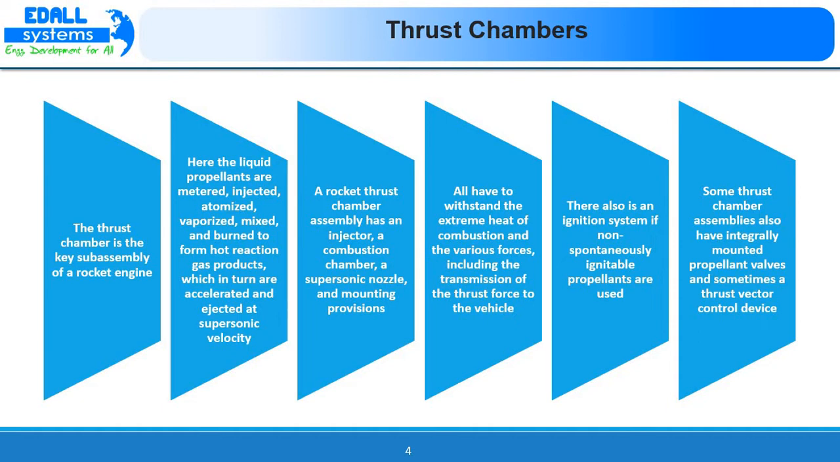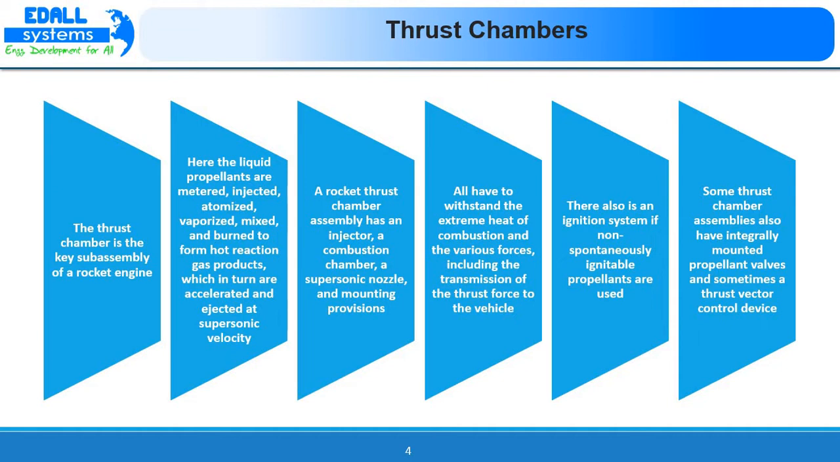We have seen this in the liquid propellant rocket engine topic, that this is the complete combustion process of propellants inside the engine, where the propellants are injected, atomized, vaporized, and mixed together to form hot reaction gases, and then accelerated to high supersonic velocities. This area where the combustion happens and the thrust is generated is called the thrust chamber for a rocket engine. The rocket thrust chamber assembly has an injector, a combustion chamber, a supersonic nozzle and some mounting provisions. All these components have to withstand the extreme heat of combustion and various forces, including transmission of thrust force to the vehicle.